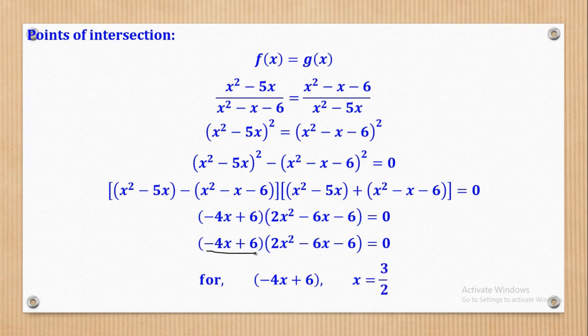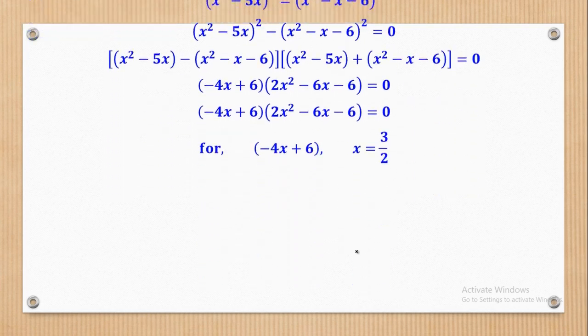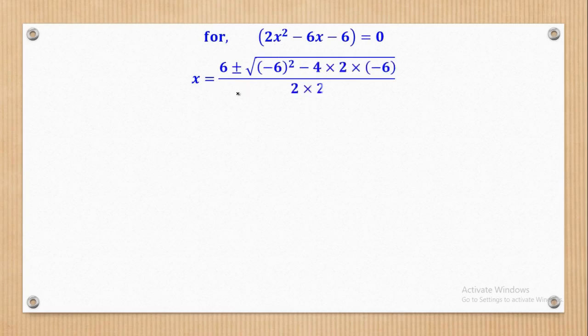Therefore for this one equal to 0, we have x equal to 3 over 2. What about this one? This one is a quadratic. Therefore we either use factorization or the bulldozer method. So for that equal to 0, I can use the bulldozer method to come up with the values of x as this and that.